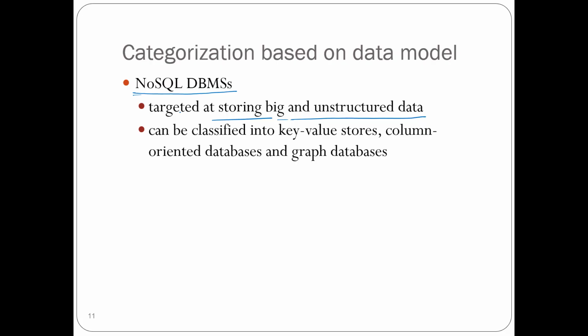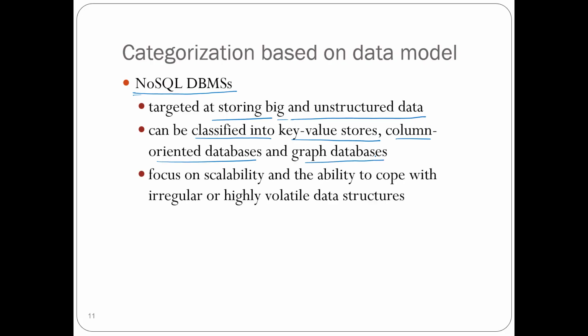Now there are different kinds of NoSQL DBMS. So they can be further classified into key value stores, column oriented databases, or graph based databases. Now, the focus of these NoSQL DBMS is on scalability and their ability to cope with irregular data. You can replace the term irregular with unstructured and highly volatile data structure.